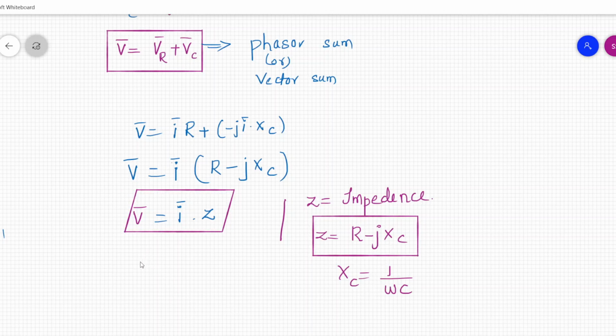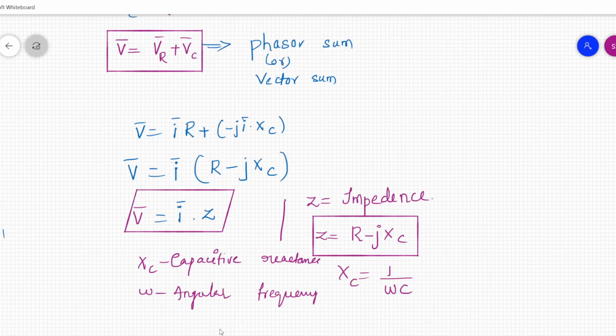Okay, XC is nothing but our capacitive reactance, and omega is angular frequency, right? Now let us proceed further.